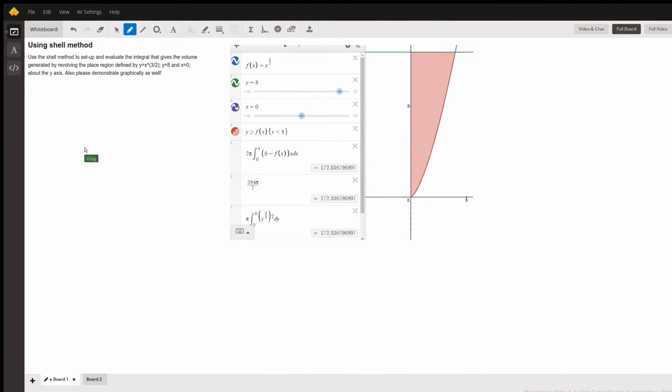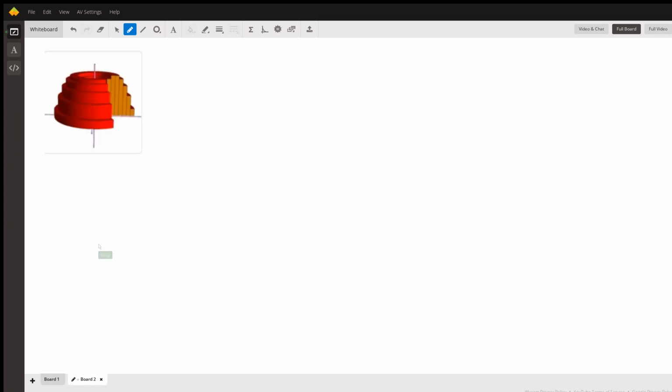Okay, over here to the right, we have a graph of the region that we're going to revolve around the y-axis. To give you an idea of what we mean by the shell method, here's a picture of some shells being created by revolving a rectangle around, in this case, the y-axis also. The y-axis in this case is the axis of revolution.